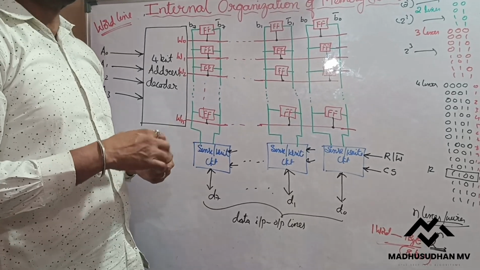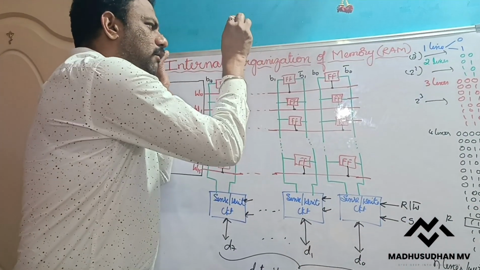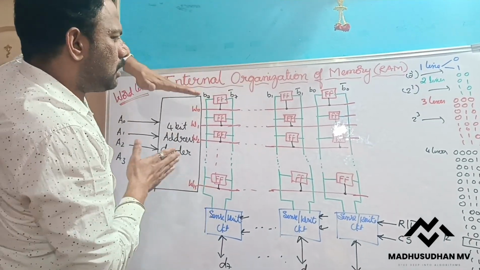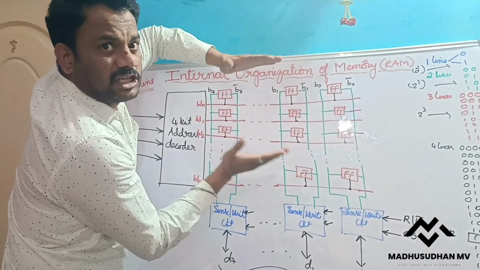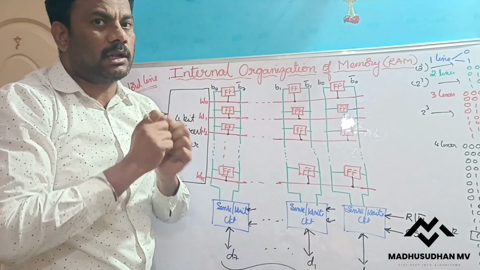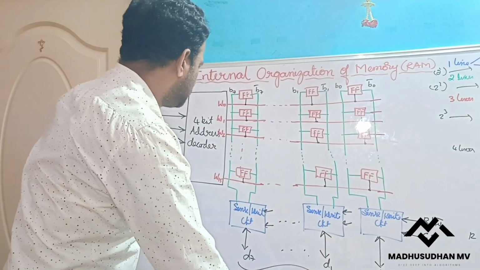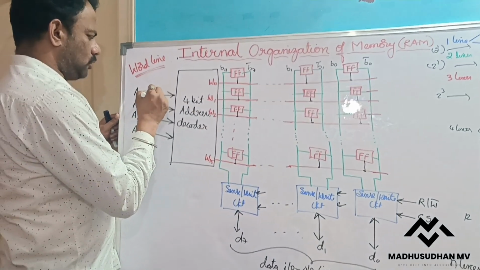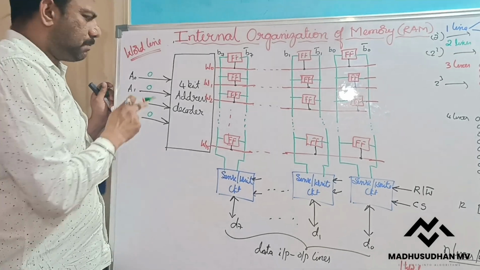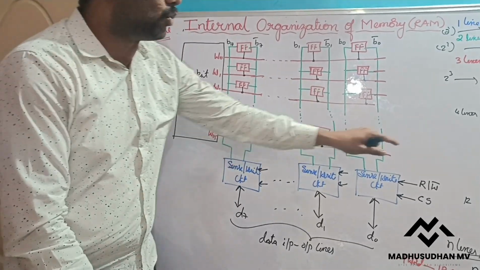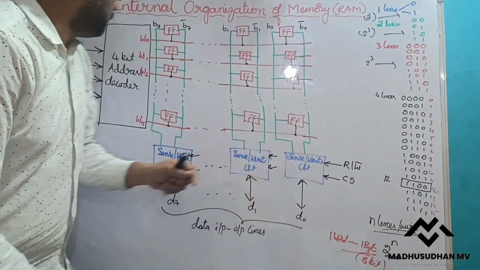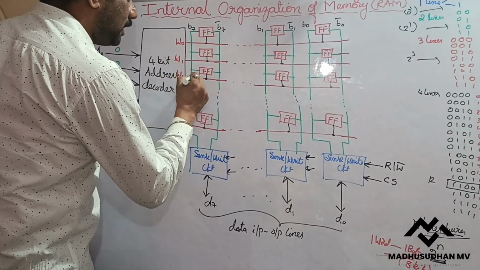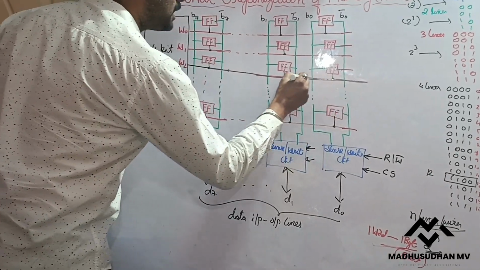Suppose I want to read the data. Some data is already stored in the flip-flops. Now I will decide which word. 1, 2, 3, like this, 16 words are there. I can select only one word. How can I select? First, I will pass on some values, suppose 0, 0, 1, 0. What is that in coded form? 0010 means 2. That means my word line 2 will be selected. Now only this word line is selected.